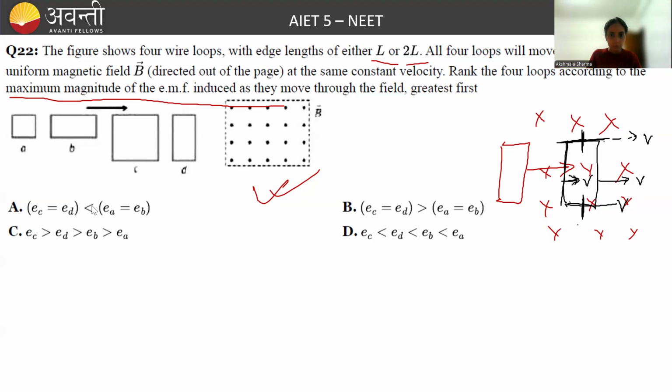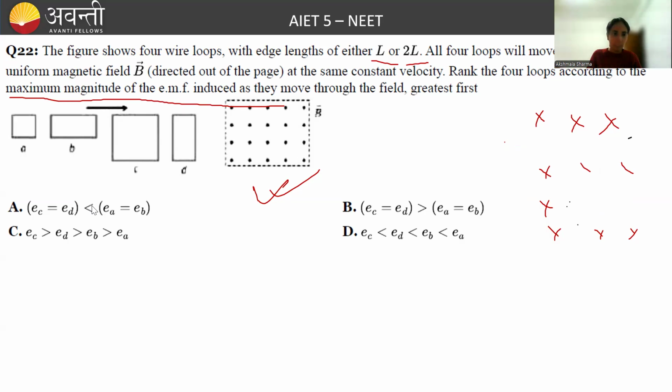If you talk about these two lengths, according to maximum magnitude as they move through the field. Actually, it is asked about as they are moving through the field. But I have completely kept this one inside. So this is a wrong explanation, because it should not be kept completely inside. As they are moving into the field, then we have to explain.